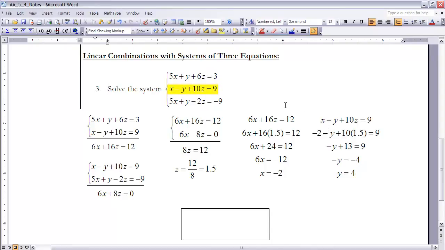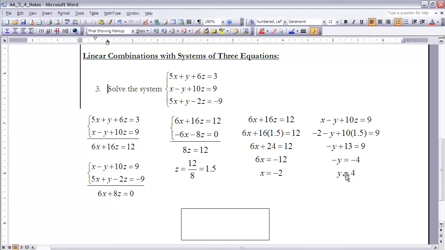So I chose to go with this middle equation. Now it really doesn't matter which one you work with, I just chose to go with that one. I plug in negative 2 for x, I plug in 1.5 for z, and now I'm going to solve that for y. Well, that's negative 2. 10 times 1.5 is 15. So if I take a positive 15 and a negative 2, I get a positive 13. So that gives me negative y plus 13 equals 9, excuse me. Now if I subtract 13 from both sides, that means negative y is equal to negative 4, therefore, y is equal to 4.